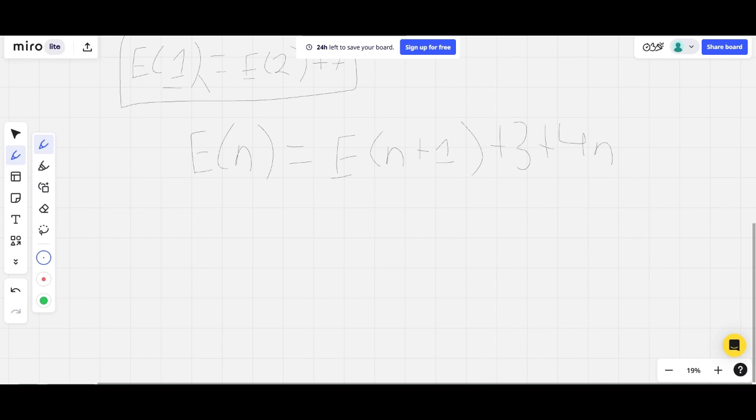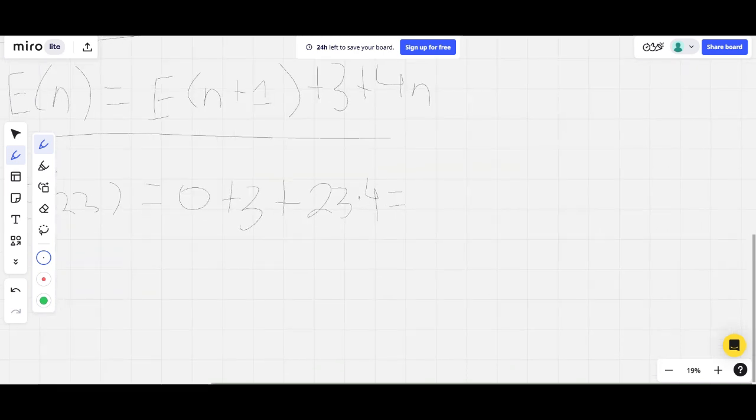And so now, instead of working up with this, what if we jump to E(23) and then we work back down? So what is E(23) going to be? E(23) is going to be E(24), which is 0, plus 3 plus 23 times 4, and that gives us 95.